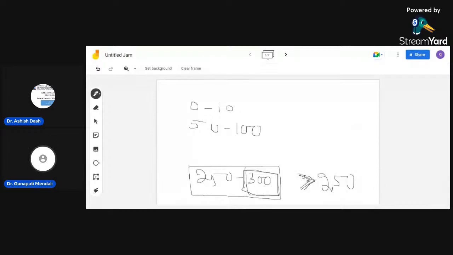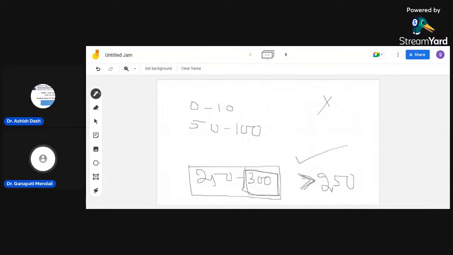So on that type of classes, we cannot calculate the arithmetic mean because we cannot get the middle value of the observations. Okay, so that is not possible. So here there are some limitations and we have some advantages also, but the advantages are more than the disadvantages.